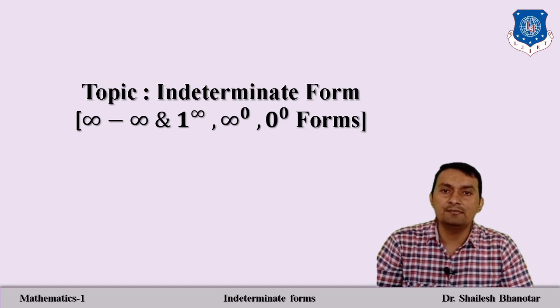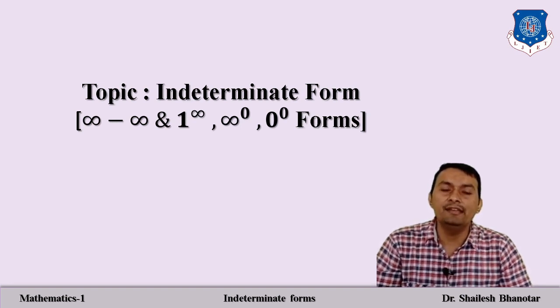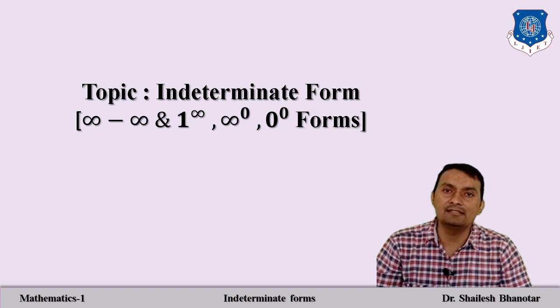In the previous video we discussed the indeterminate forms 0 by 0, infinite by infinite and 0 into infinite. Now we are going to discuss the indeterminate forms infinite minus infinite, 1 raised to infinite, infinite raised to 0 and 0 raised to 0. So in such cases, how can we solve the limit?